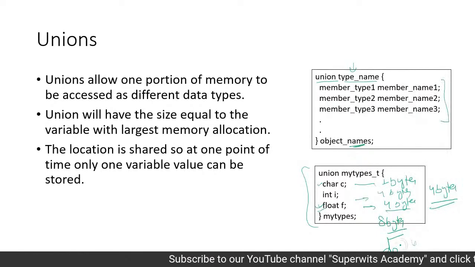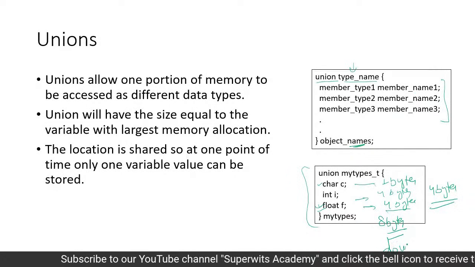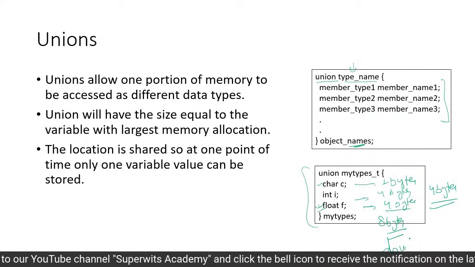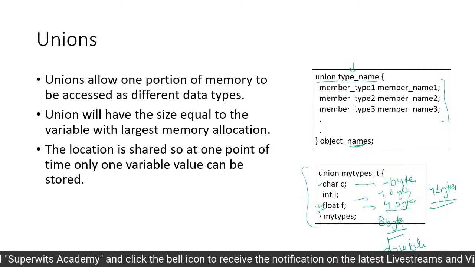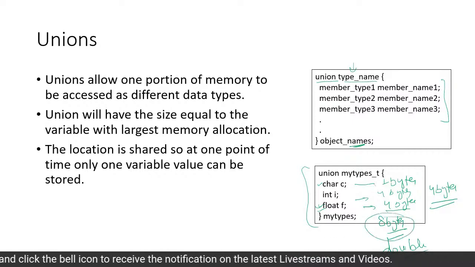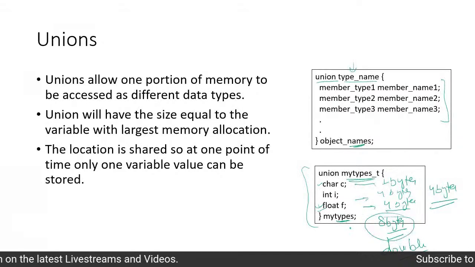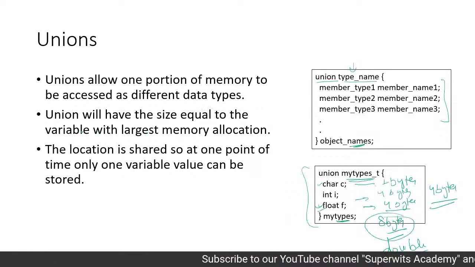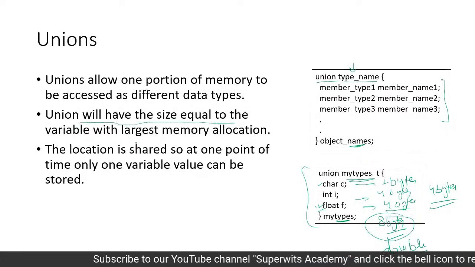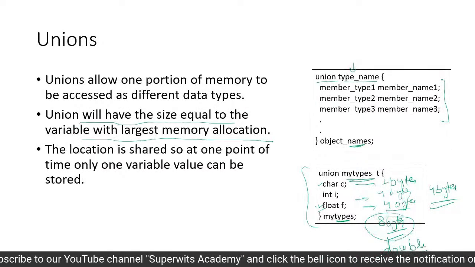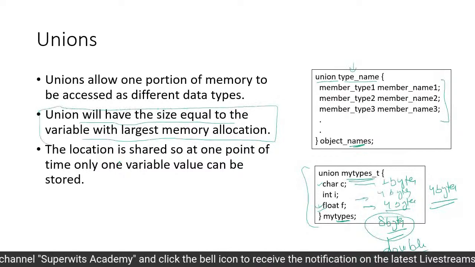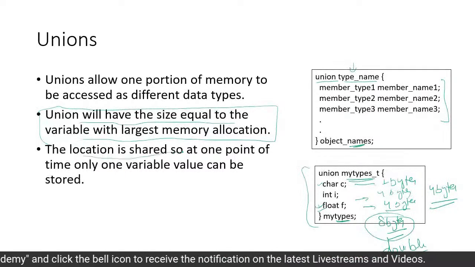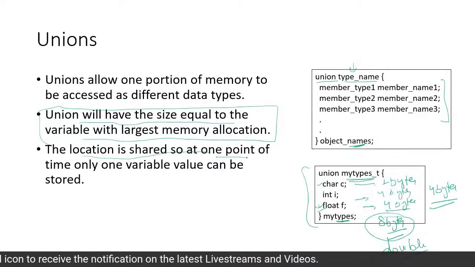So if we have a double variable, then 8 bytes would be the maximum memory allocation given to this particular object of my type. Now that is one major difference. So union will have the size equal to the variable with the largest memory allocation. The location is shared, so at one point of time only one variable value can be stored.